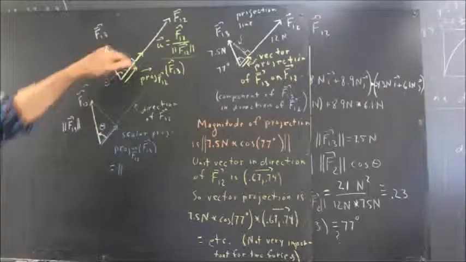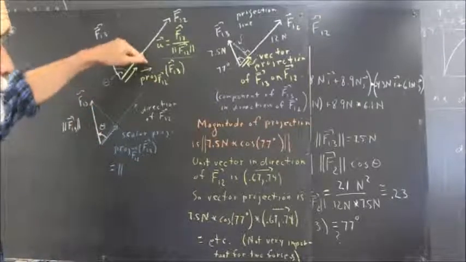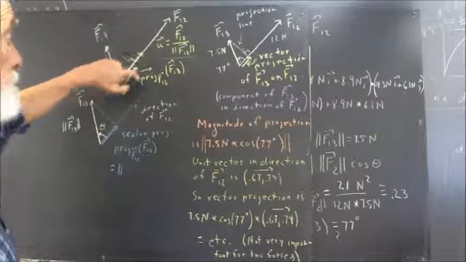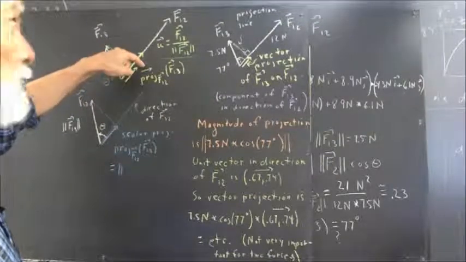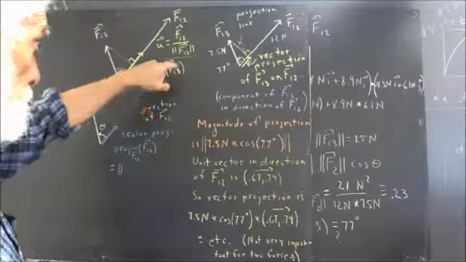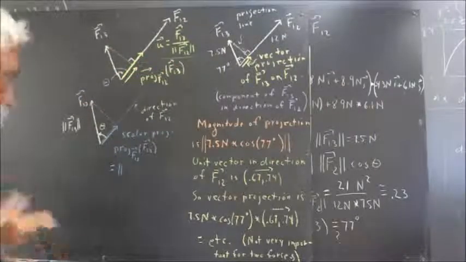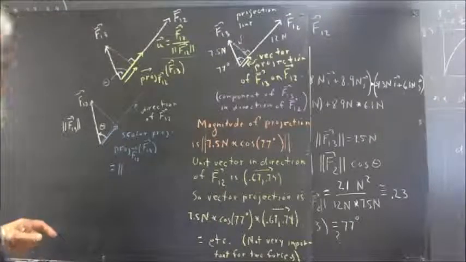And I'll note that I didn't have an arrow over this projection here. If this thing is a vector, then it's got to have an arrow over it. So it's the vector projection of F12 and F13. Okay, well, the scalar projection is fairly simple to understand.